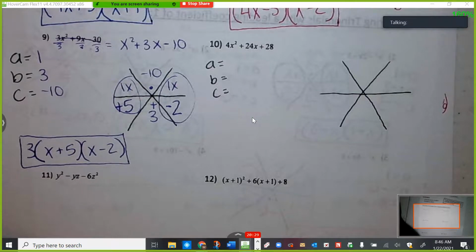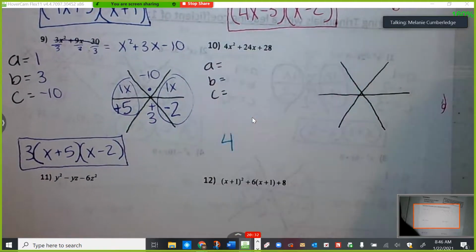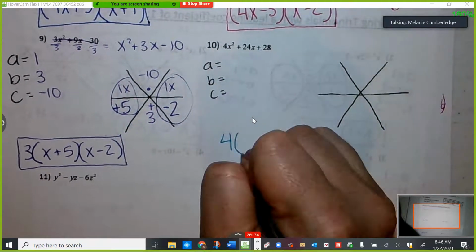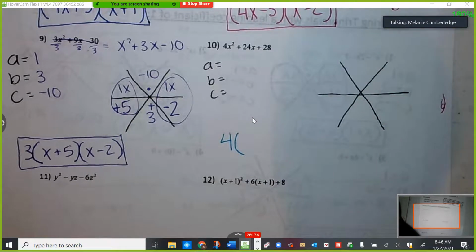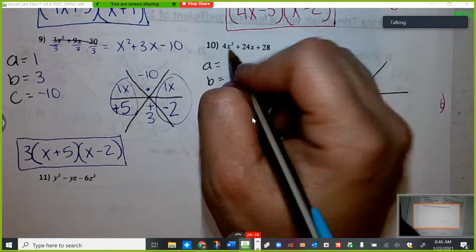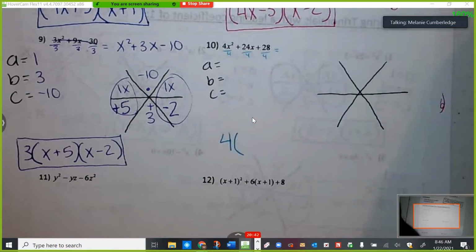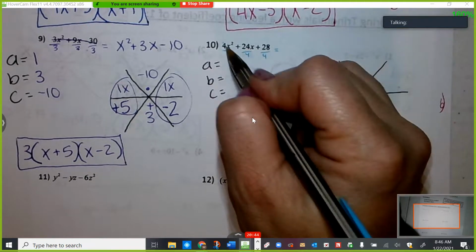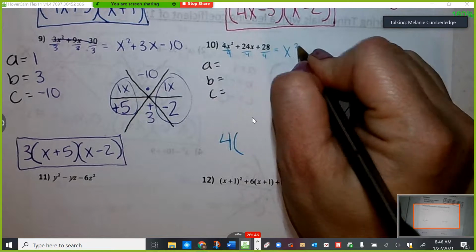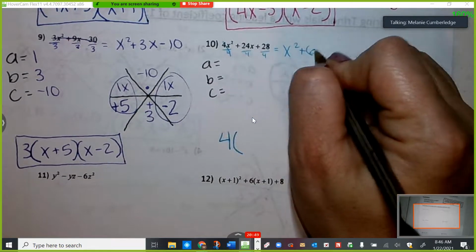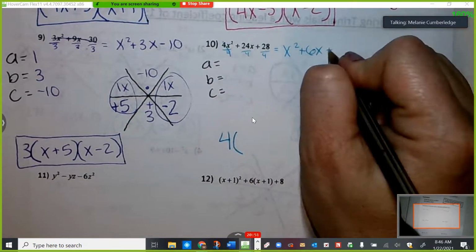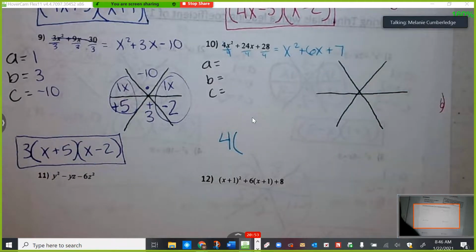4. So I'm going to take that 4 out, but I'm going to put it on the bottom in front of parentheses so I remember that it's part of my answer. So I divide everything by 4 and figure out what that equals. I get x squared plus 6x plus 7, and that's what I'm using to factor.